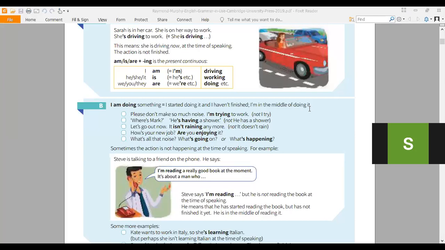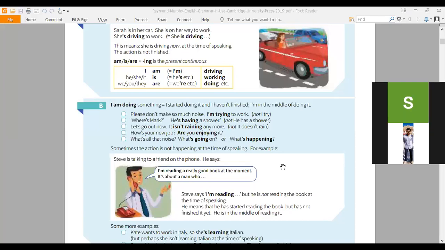It isn't raining anymore. It doesn't rain. How's your new job? Are you enjoying it? What's all the noise? What's going on? Or what's happening? The action is not happening at the time of talking.